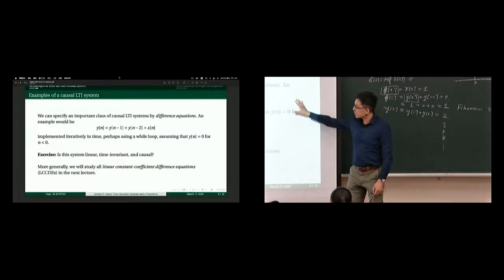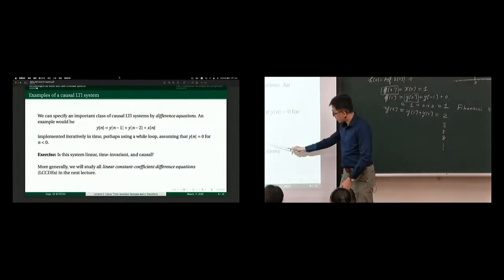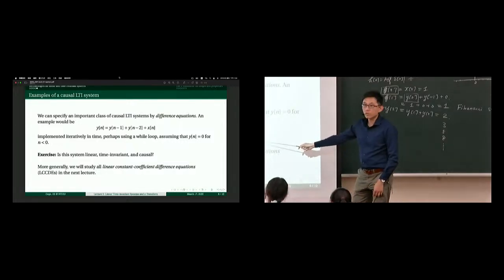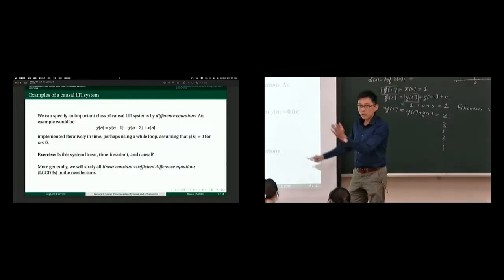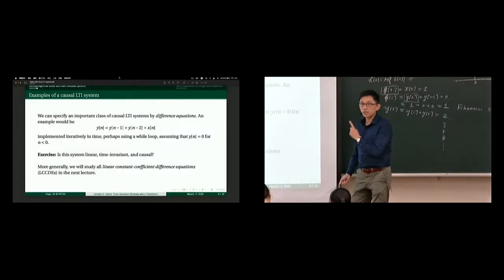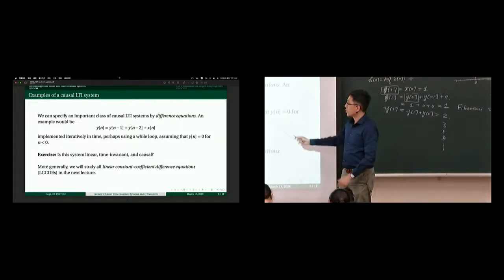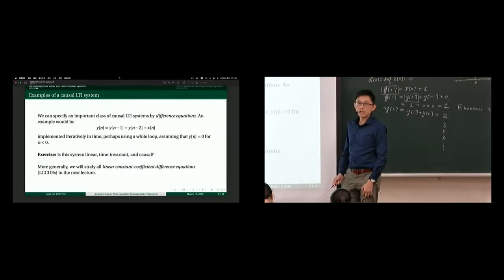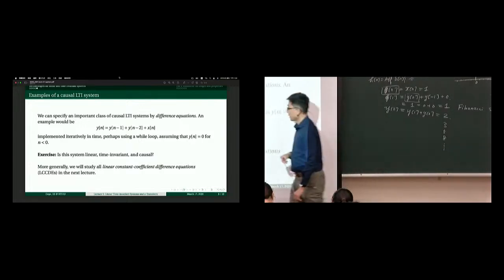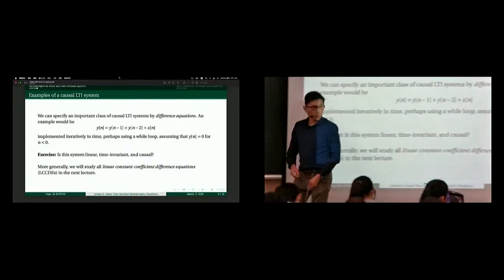So this is just an example, and it's linear and time invariant for sure, and it's also causal. The way we use it is a causal way of using this equation. This equation defines a causal LTI system. But this is just one example.